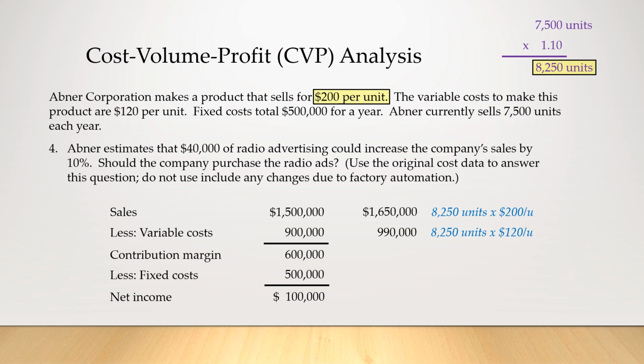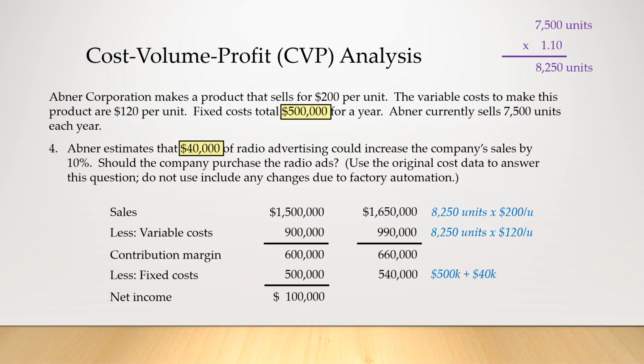The updated contribution margin is $660,000. Fixed costs will also increase by the $40,000 of advertising, giving us $540,000. The new net income is $120,000. So Abner would do well to invest in radio advertising if this projected sales increase is accurate.